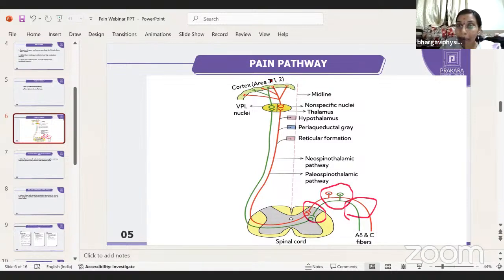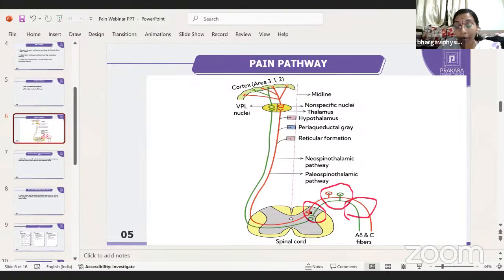This is regarding the paleospinothalamic tract. Okay. Paleospinothalamic pathway is one of the pain pathways, meaning slow conducting fibers. Once again, I am revising. So from the dorsal root ganglion, the fibers reach the skin, where our free nerve endings are present, specifically here the C nerve fibers, and from here the fibers reach the posterior root of the spinal cord.